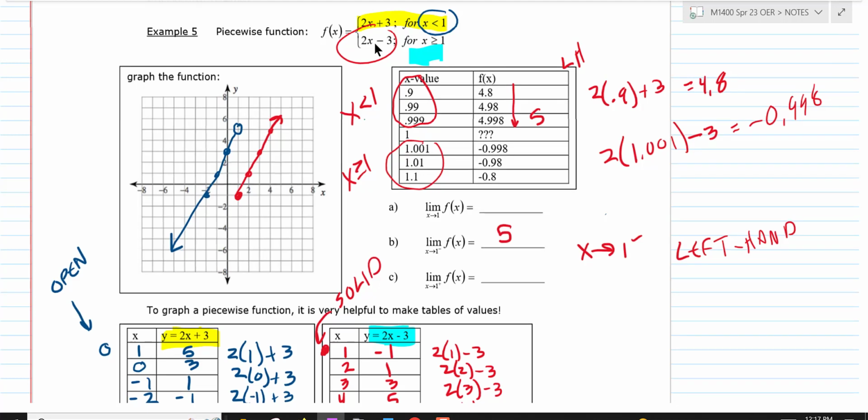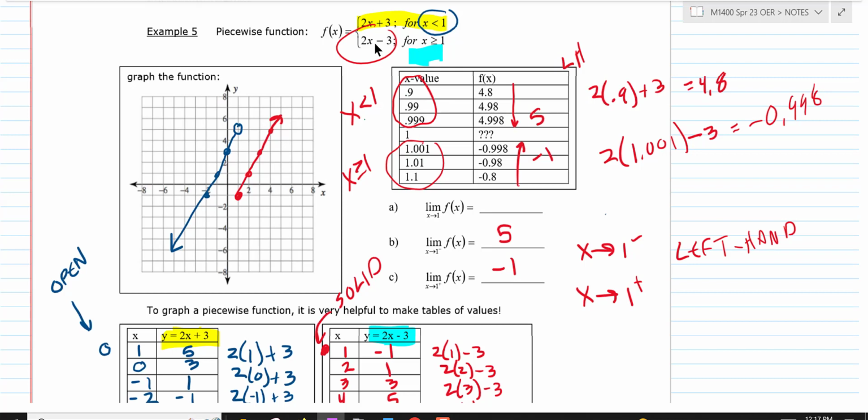Okay, and then part C says x arrow 1 plus. What did we learn that meant? That was the right-hand limit, right? So here's the right-hand limit right here. The numbers get bigger. Where does it look like this is going? It looks like negative 1, right? Negative 0.999 is real close to negative 1, so that right-hand limit is going to negative 1. Okay, so that's how that goes.